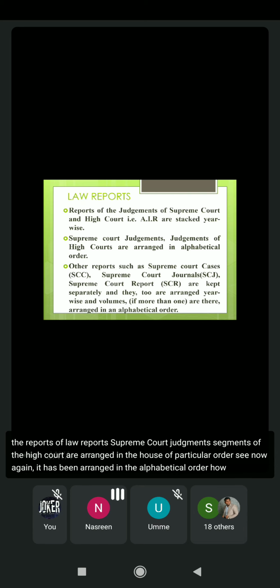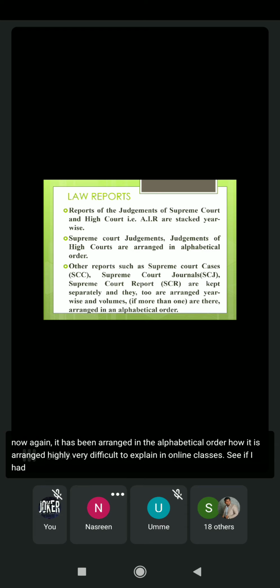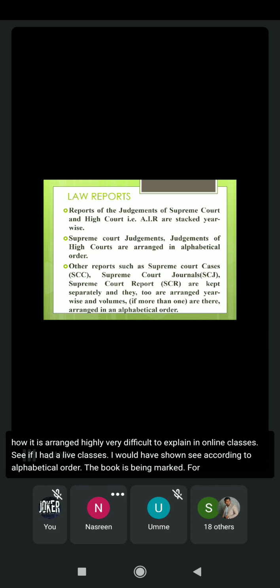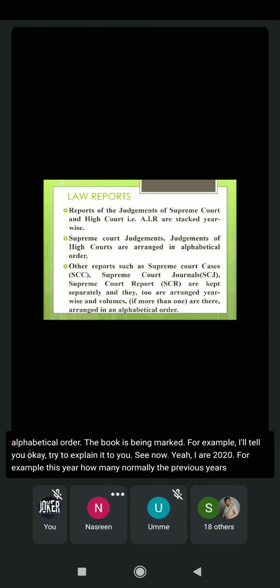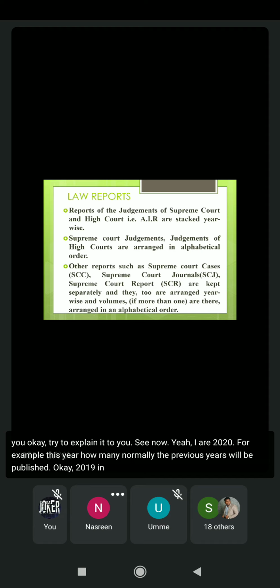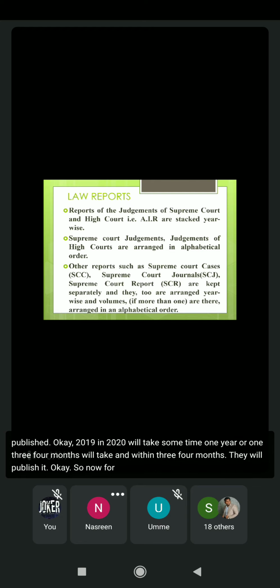How it is arranged is very difficult to explain in online classes. If I had a live class, I would have shown it. According to alphabetical order, the book is marked. I'll try to explain it. For example, AIR 2020. Normally the previous year is published; they take three or four months to publish it. For example, 2019, from January till December 31st, how many cases came before the court?